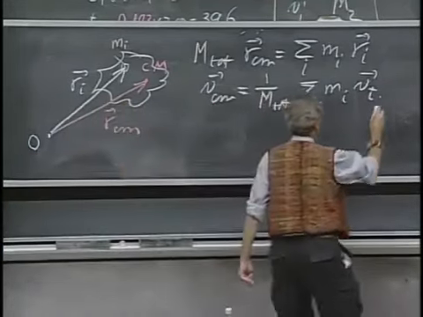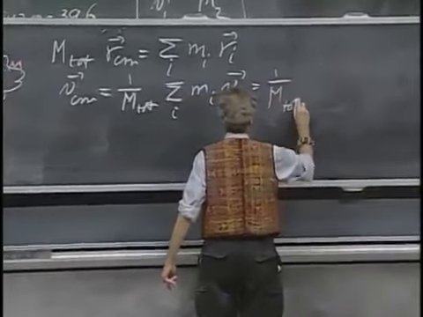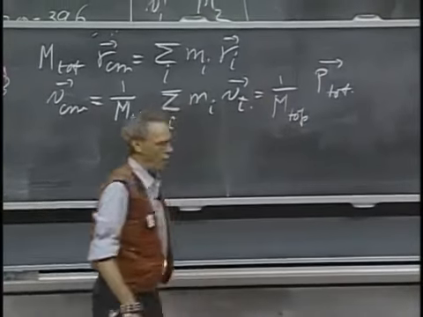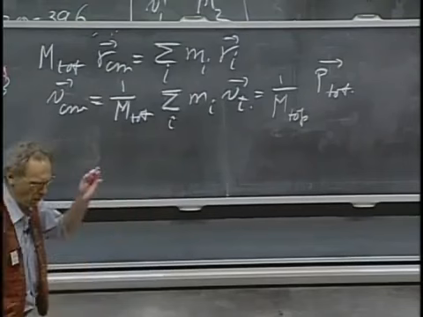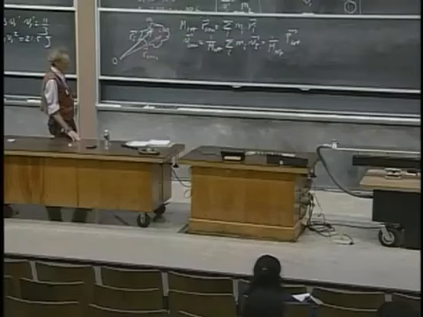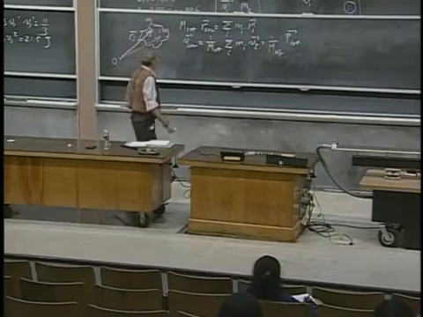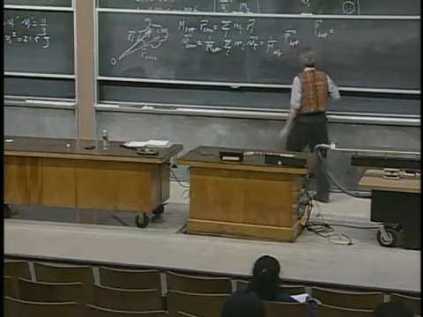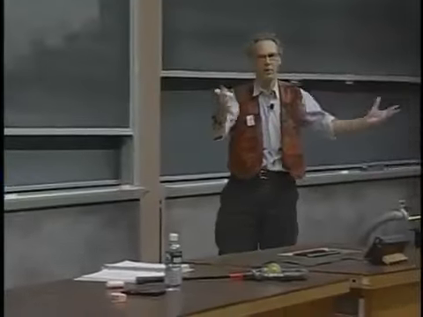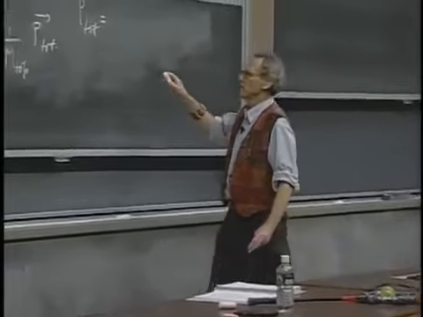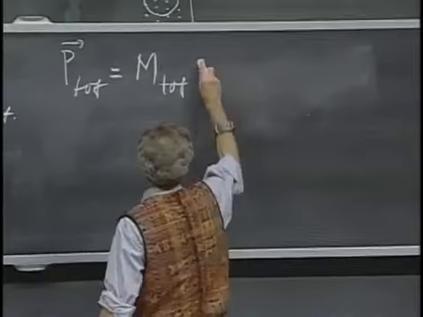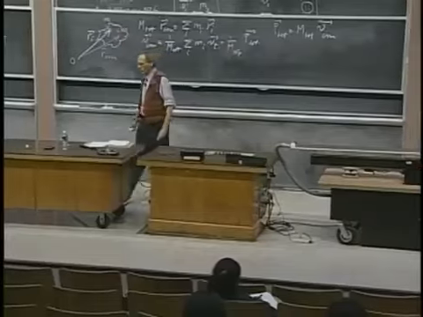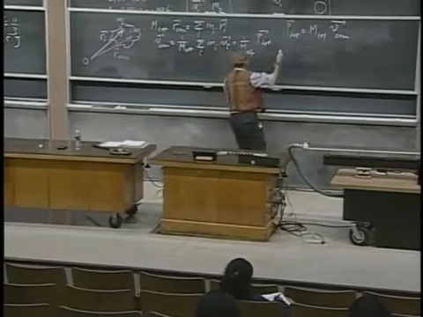Now this is also 1 over m total times the total momentum, because I have all these momenta of these individual particles, they have together a total momentum. And so now you come to another very important statement in physics, and that is that the total momentum of an object, which could be a hammer, which could be a squash racket, is the total mass of that object times the velocity of the center of mass.